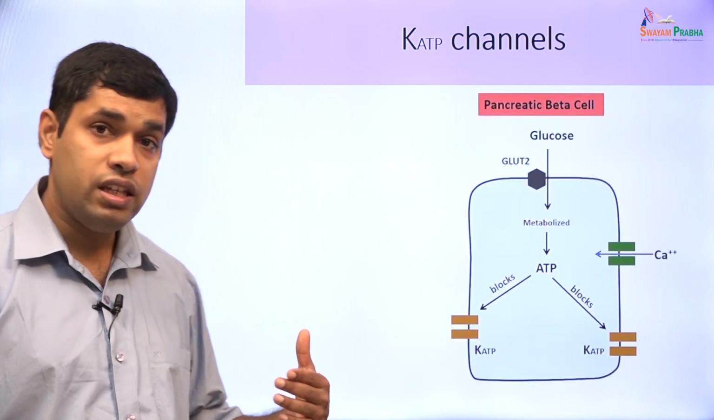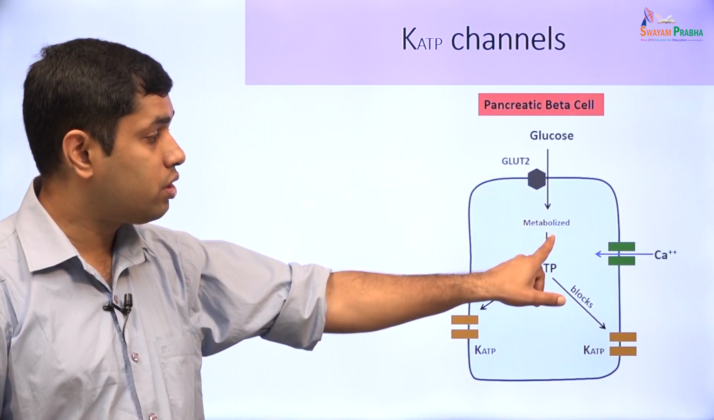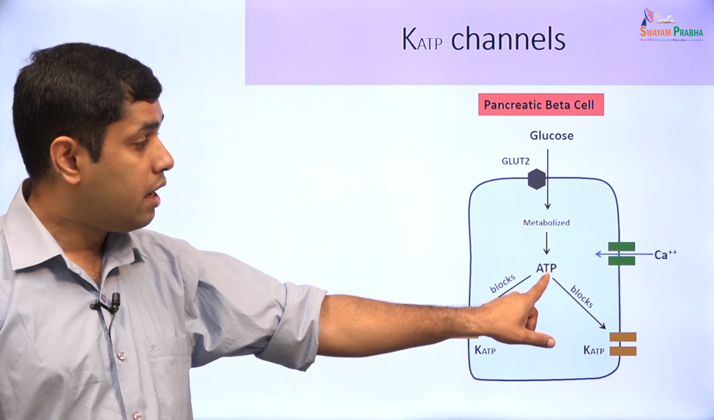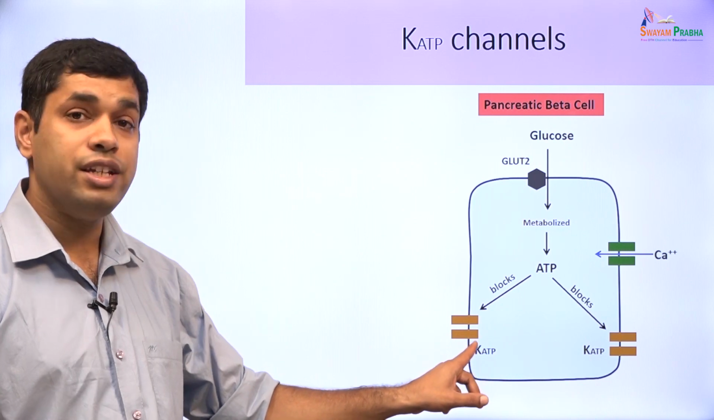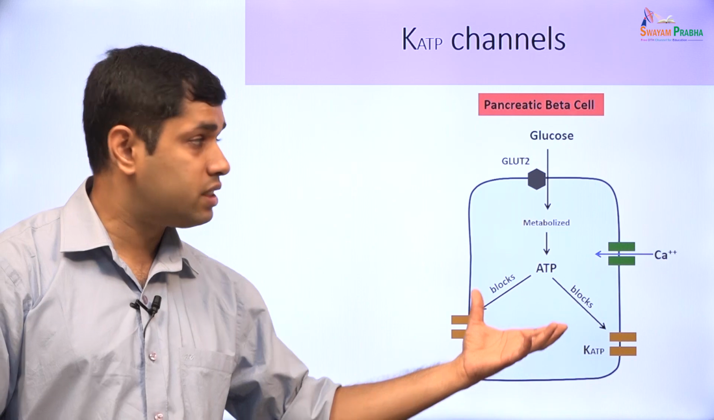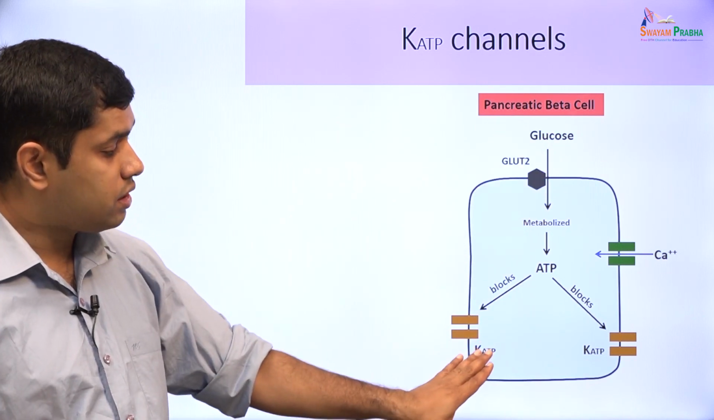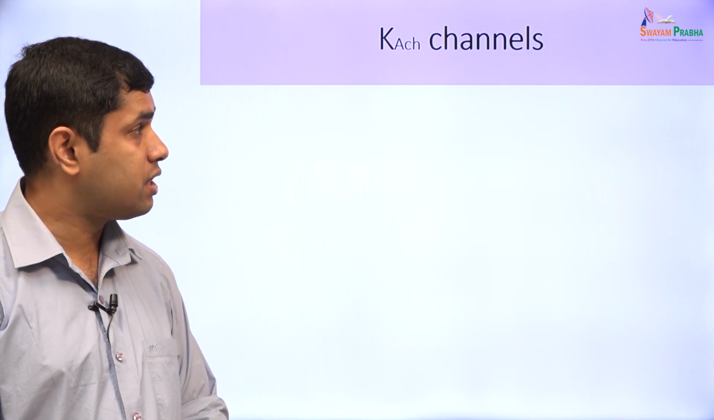So when we come to insulin secretion, you will realize that glucose passes into the cell, is metabolized to form ATP, and ATP then blocks the KATP channel. And this is how secretion in the beta cell is actually linked to glucose. So this is the KATP channel in the pancreatic beta cell.